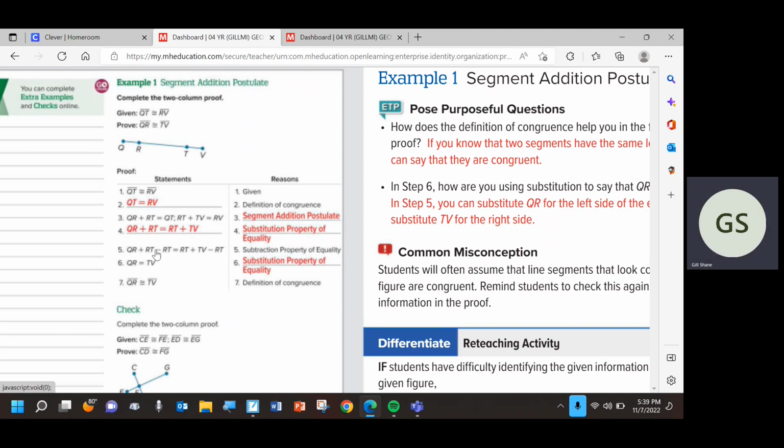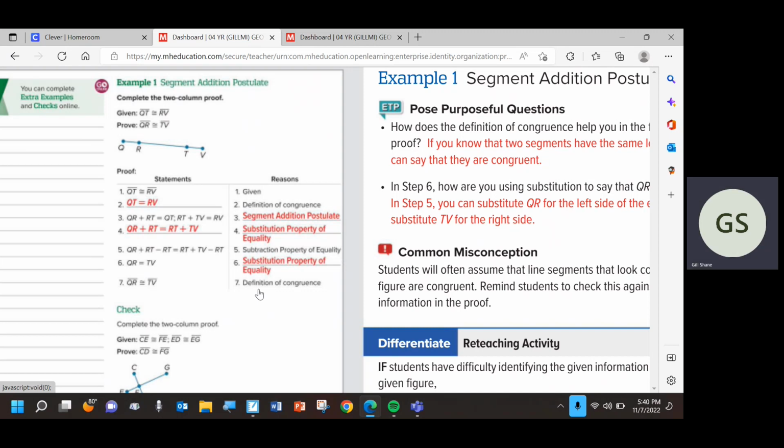To me, this is just math. RT subtract RT is 0. I don't really get the substitution part of that. Just gonna be honest. You do need to understand, again, definition of congruence. So I went from an equal sign to a congruent sign. I changed QR to segment QR, TV to segment TV. So that is one you need to know, definition of congruence.